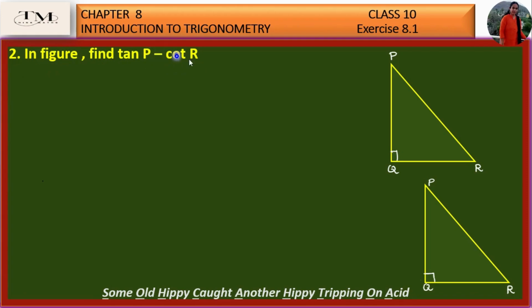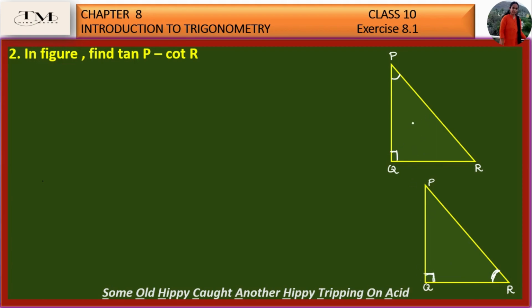Here also two angles are needed. So I took two triangles. In the same triangle, angle P is given and angle R is given. To differentiate the marking of opposite and adjacent side, I took these two triangles. So I took angle Q as 90 degree.